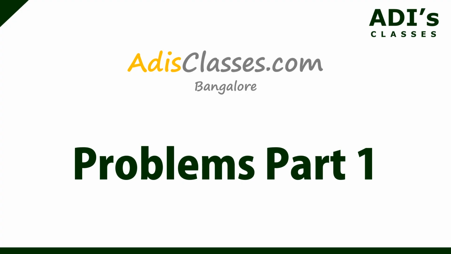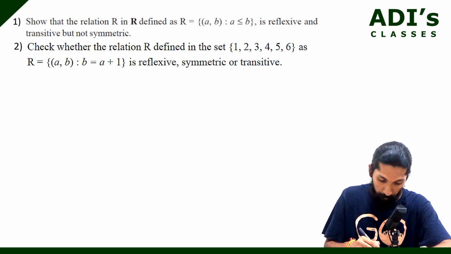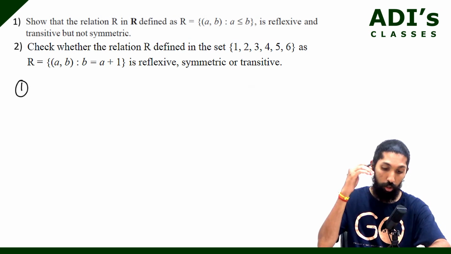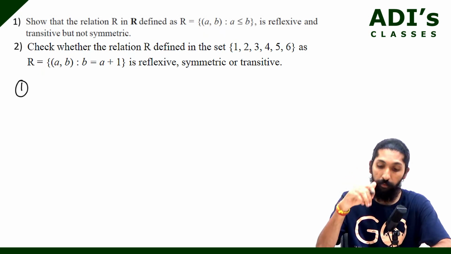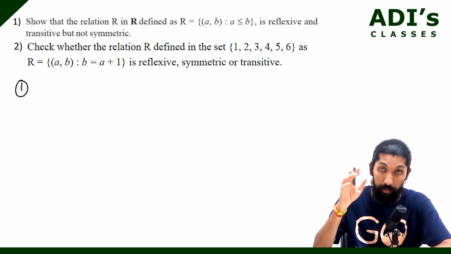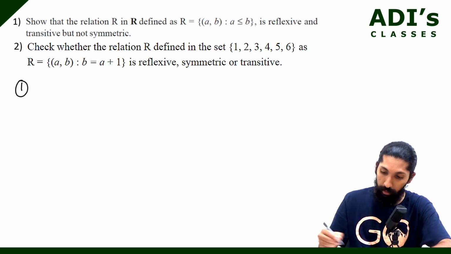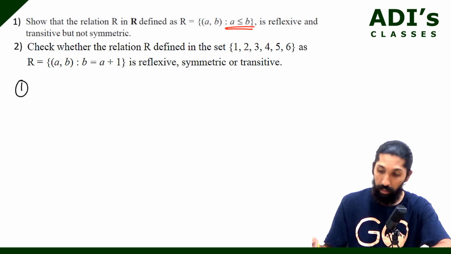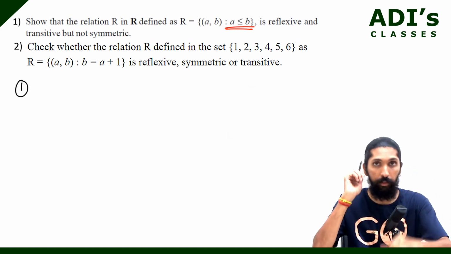Let's solve these two problems based on the concepts we have learned. Okay, look at the first one. The first one says, show that the relation R defined as R = {(a, b) such that a ≤ b}. So this is a very important condition. See this, a ≤ b is reflexive and transitive but not symmetric.